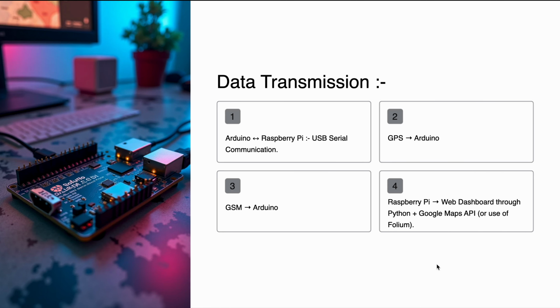The fifth component of the slide is the communication protocols. Here it is mainly about data transmission, how the data is sent between the Arduino and the sensors, and the communication between the Arduino and the Raspberry Pi. The first is the communication between the Arduino Nano and the Raspberry Pi using USB serial communication. The second is GPS. The GPS data will be sent to the Arduino Nano, and the GSM module will also send its information about the location to the Arduino Nano. And then finally, the Raspberry Pi will communicate with the Arduino Nano and display on the dashboard using Python, or we can use the Google Maps API.